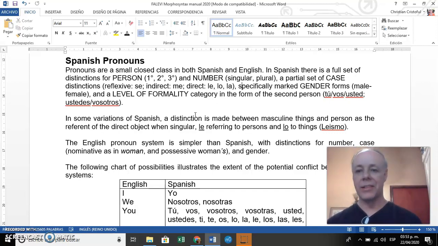And then it says specifically mark gender forms, male and female. For example, nosotros and nosotras, male, female. And a level of formality, which many languages do not have, including English, category in the form of the second person. So we have tú, we have vos, usted, ustedes, and vosotros. So too many options.